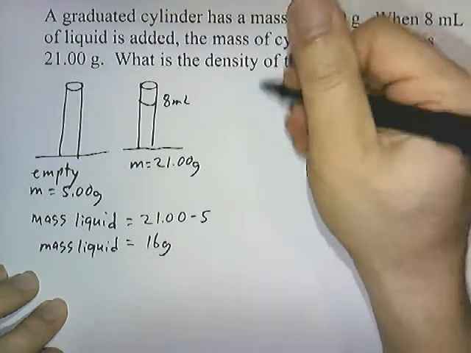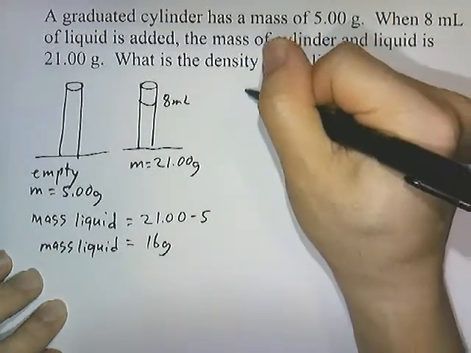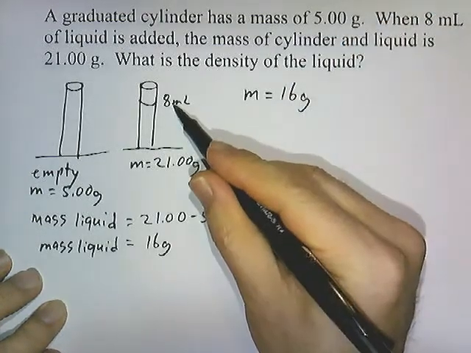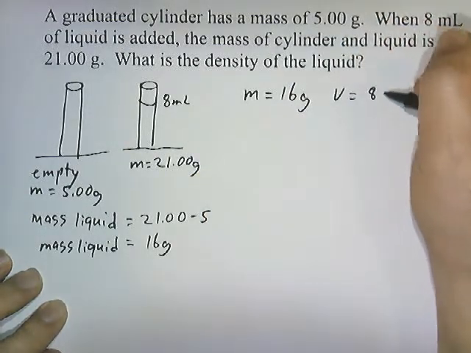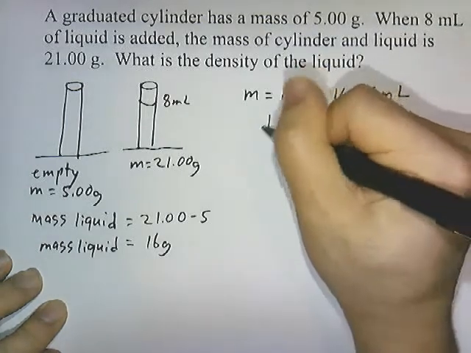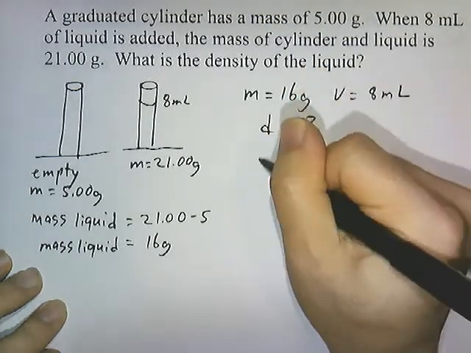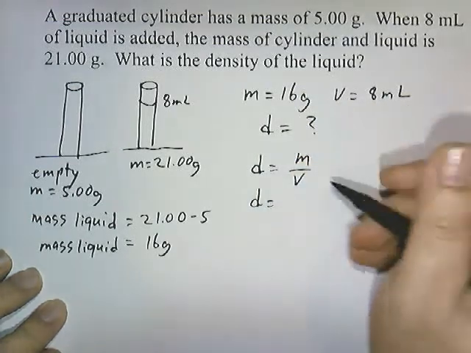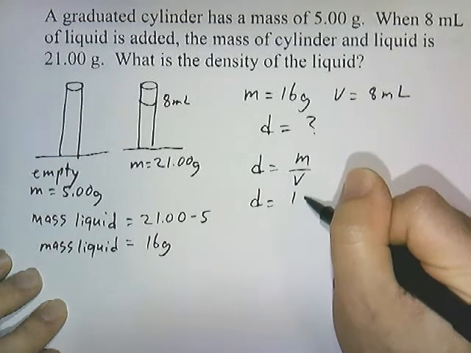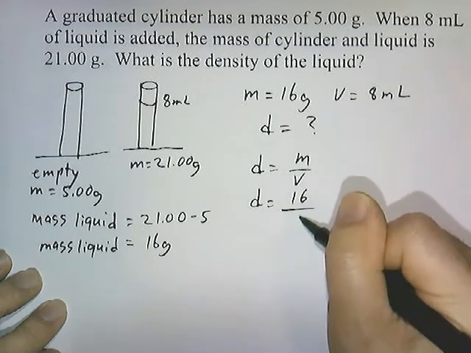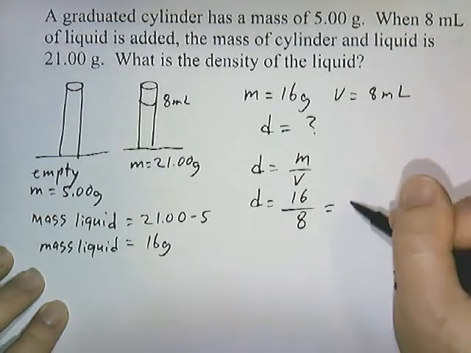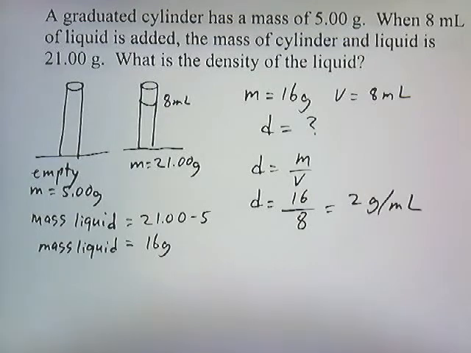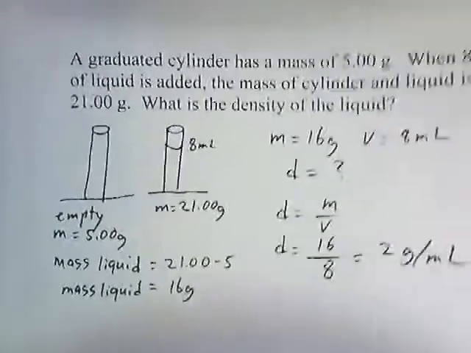So now we can solve the problem. Let's see. The mass of the liquid is 16 grams. The volume is 8 mils. We're trying to find the density. Okay, here we go. D equals m over v. D equals 16 divided by 8. That's going to give me 2 grams per milliliter. All right, so that's how you solve that one. All right, let's try another one.